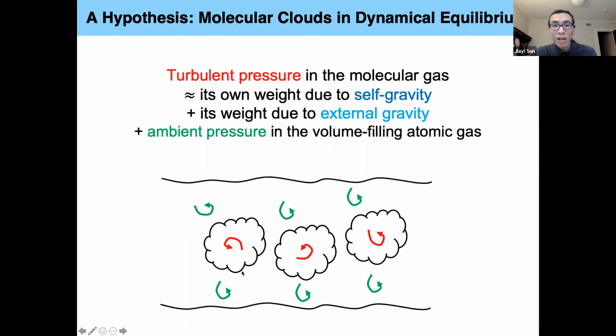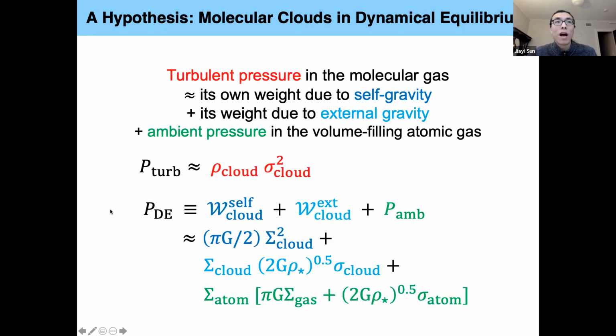And finally, we know that molecular clouds are embedded in the volume-filling atomic gas, which itself has pressure. So this atomic pressure actually sets a pressure floor. And the pressure in the molecular clouds should exceed this floor, and that excess matches the combined effect of self-gravity and external gravity. Now we have a model that seems to be working, and to be more concrete, we calculate the turbulent pressure inside molecular clouds based on the measured mass, size, and velocity dispersion for each cloud. And then we measure this so-called dynamical equilibrium pressure, which is the expected pressure from the dynamical equilibrium hypothesis. So this includes all the three terms that I just described.